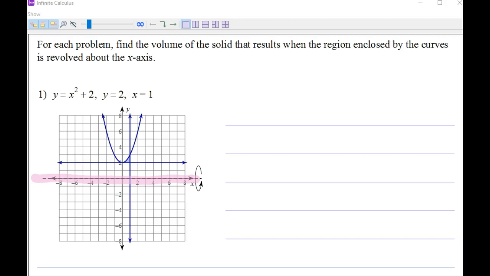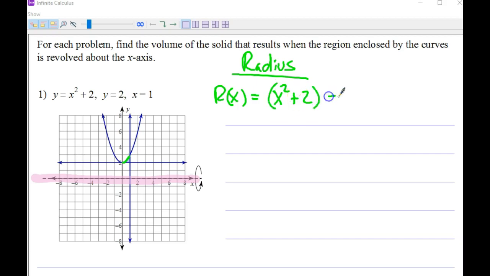This curve right here is kind of hard to see because it's so small, but from here to here, that is the curve that is farthest away from the pink line. So that one is going to give us our big radius. So let's do the radii now. Big R is going to be this curve. What's the equation of that curve? X squared plus 2, minus the axis. What's the axis? So it's x squared plus 2, right?